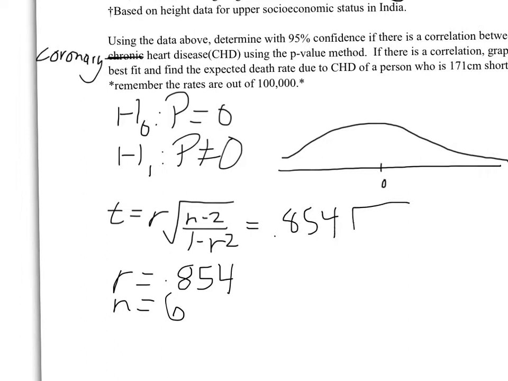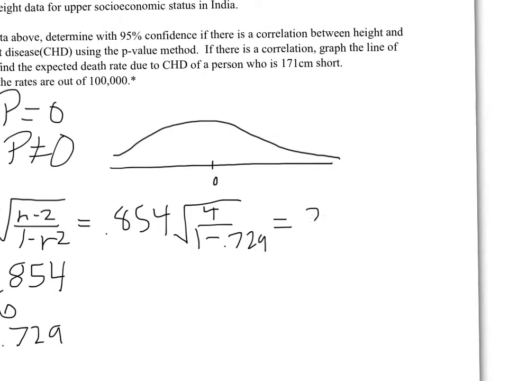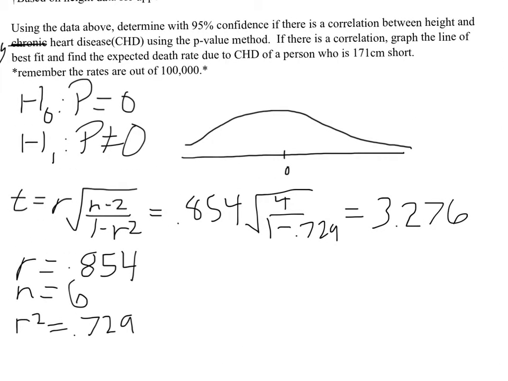0.854 times the square root of 6 minus 2 over, oh shoot, we need 1 minus R squared. The calculator actually also gives you R squared, so R squared equals 0.729. 1 minus 0.729. And that equals 3.276. Make sure you check that with the calculator because the calculator is a little bit more accurate. But so 3.276 for the t value.